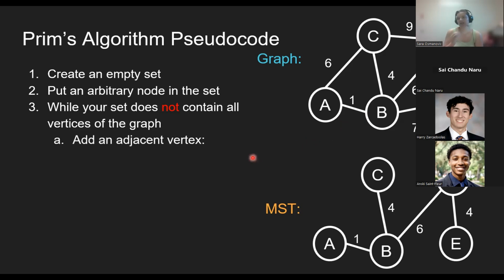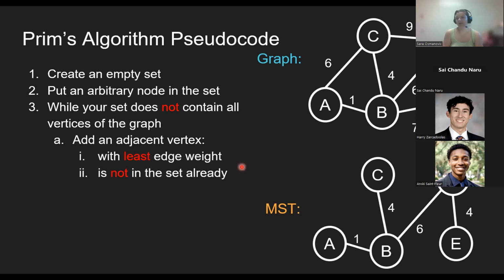You keep adding the adjacent vertices with the smallest edge, adjacent vertices from the vertex that's already in the set, mind you, and the vertex that is not already in the set. And set will already do that for you, but if you have a set of pairs that stores the vertex and the distance to it, you might have to check for the vertices specifically.